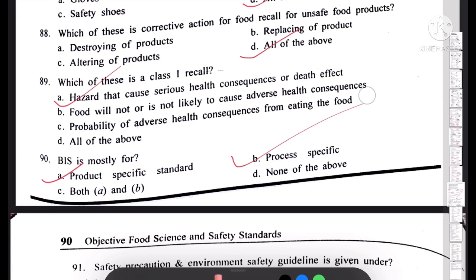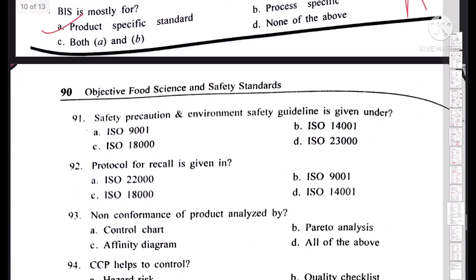BIS is only for product specific standard. Okay, the correct answer is A. It is for product specific standard.